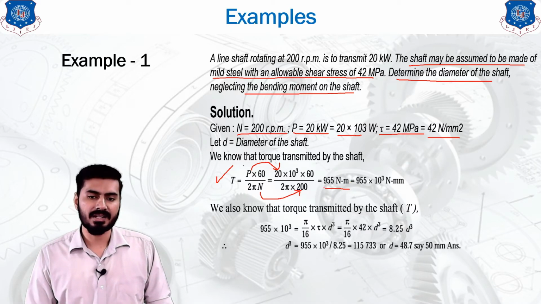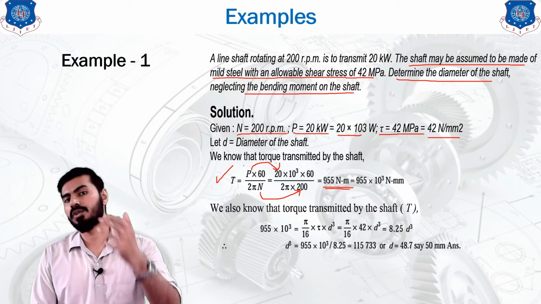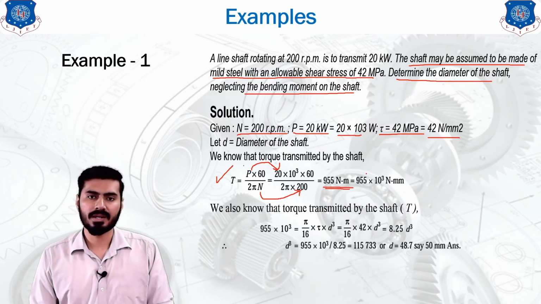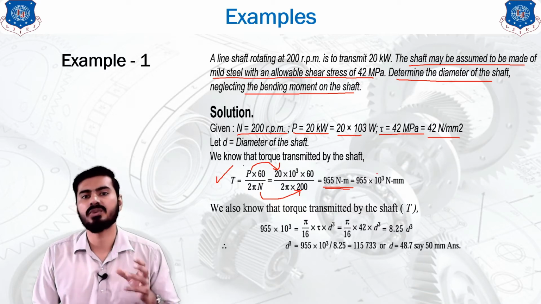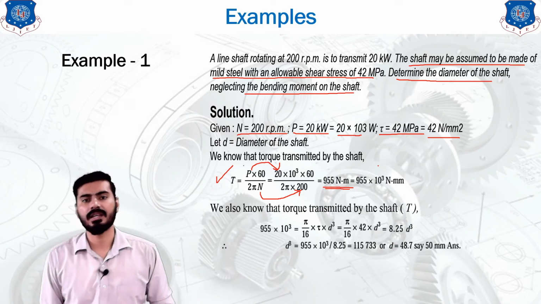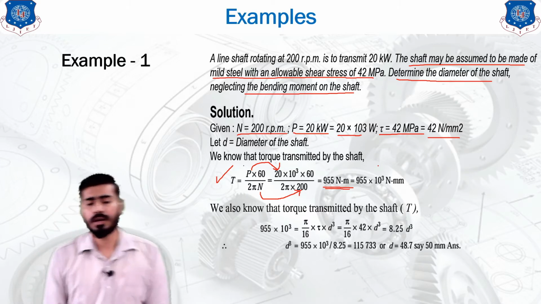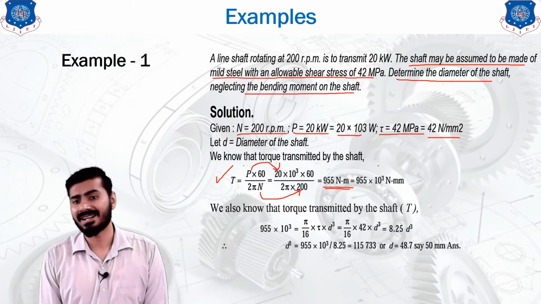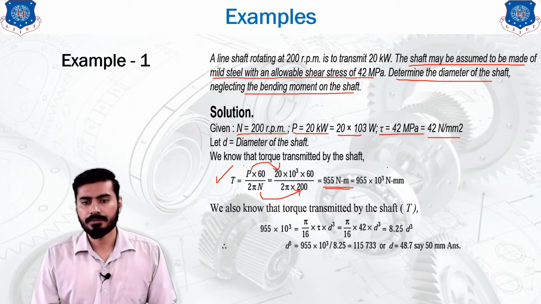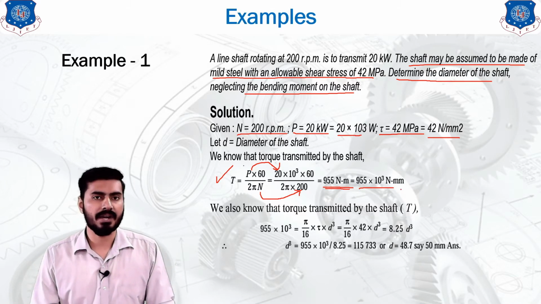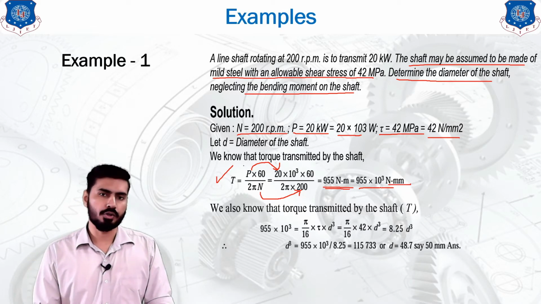Now here comes the very tricky part, because this answer comes in Newton meter. We need to convert it into Newton mm. Why do we need to convert it into Newton mm? Because our final answer and every stress will be in terms of mm, and that's why every unit must contain mm instead of meter. In order to convert meter into mm, you can directly multiply the answer by 10 raised to 3. So if you multiply 955 by 10 raised to 3, your unit will be converted into Newton mm in place of Newton meter.